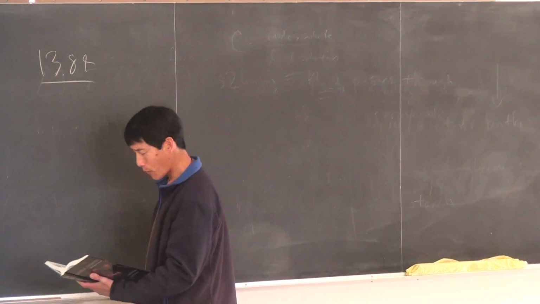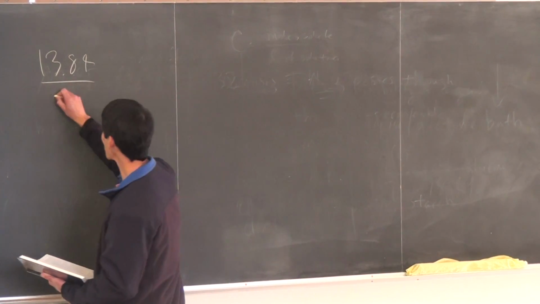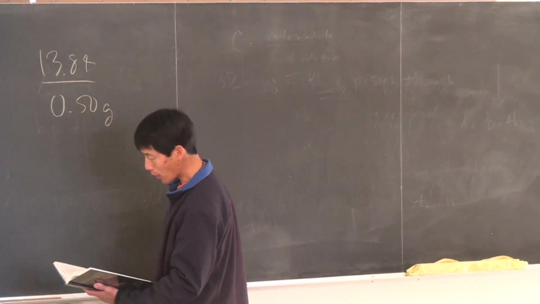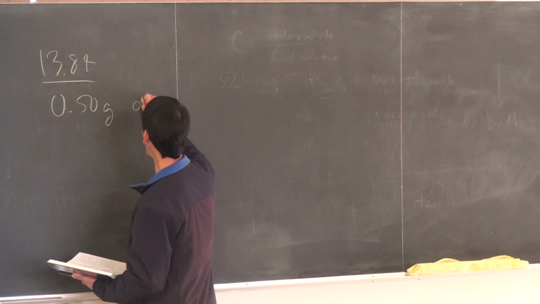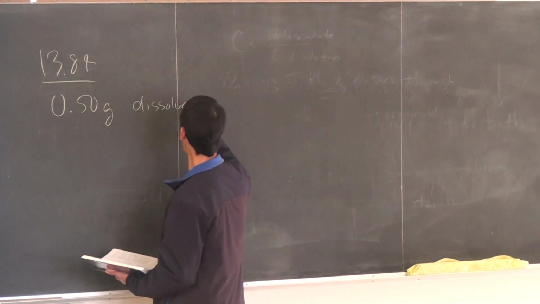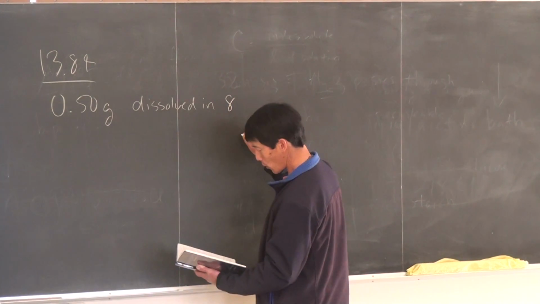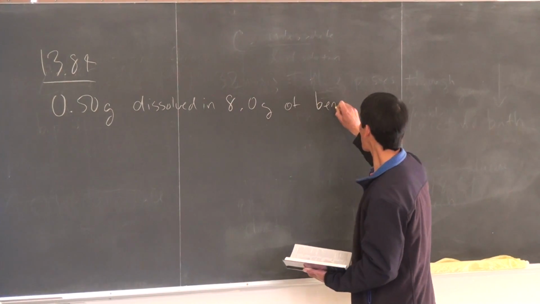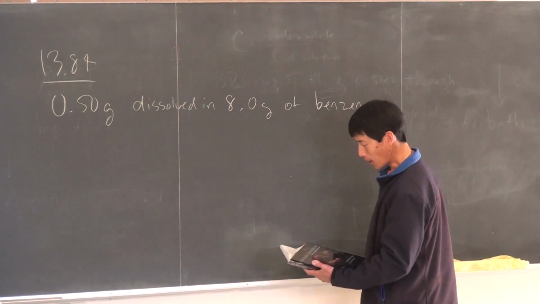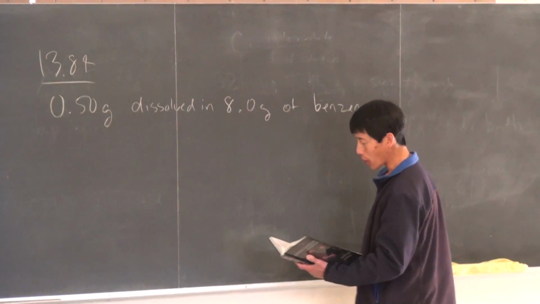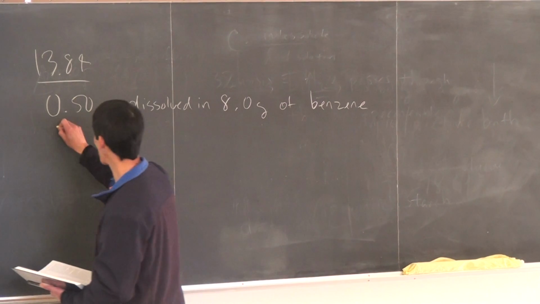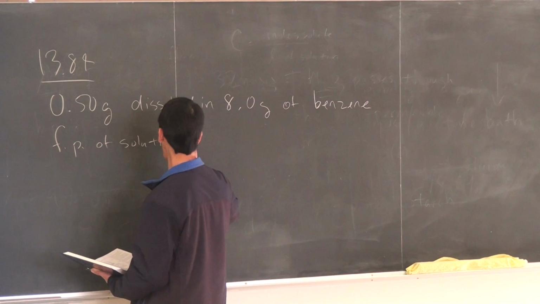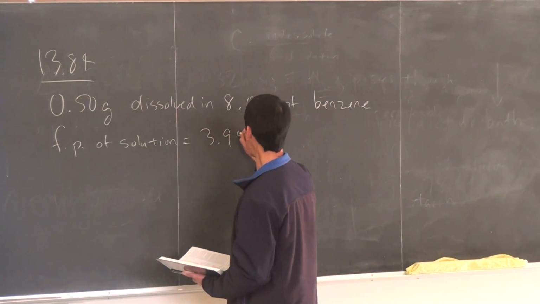Okay, here's 13.84. So they have 0.5 grams of the substance, and then you have 8 grams. Okay, so 0.5 grams dissolved in 8.0 grams of benzene. And then the solution freezes at 3.9 degrees. So the freezing point of the solution is 3.9 degrees.